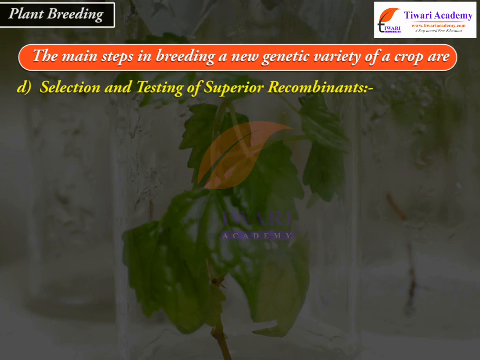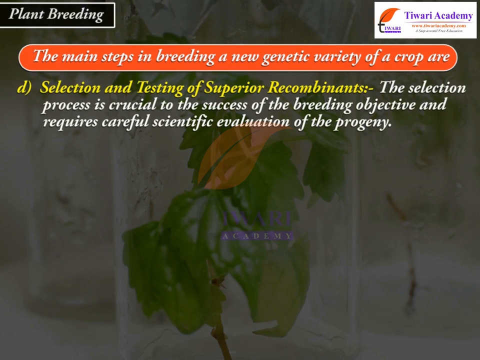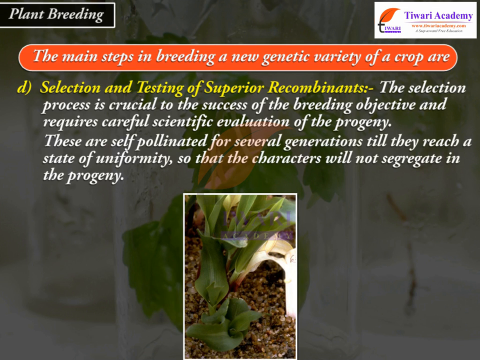D. Selection and testing of superior recombinants. The selection process is crucial to the success of the breeding objective and requires careful scientific evaluation of the progeny. These are self-pollinated for several generations till they reach a state of uniformity so that the characters will not segregate in the progeny.